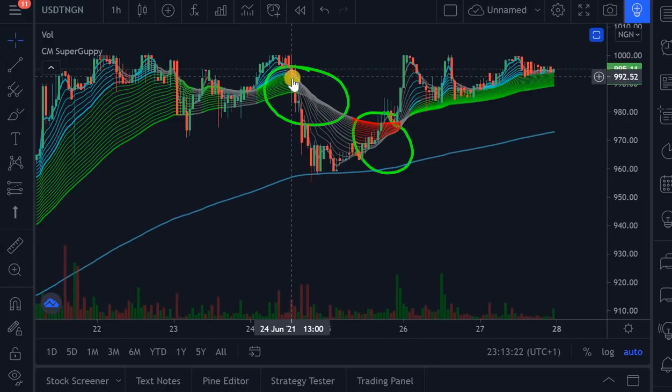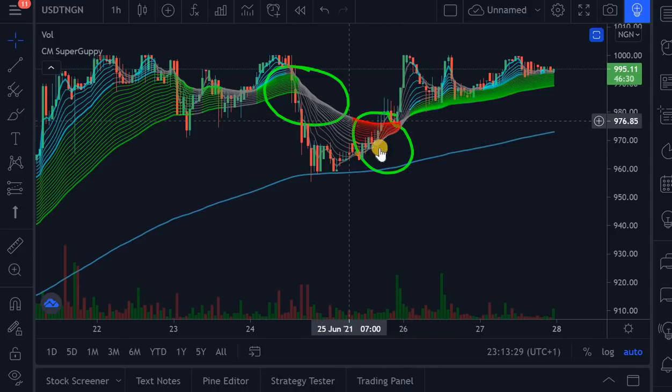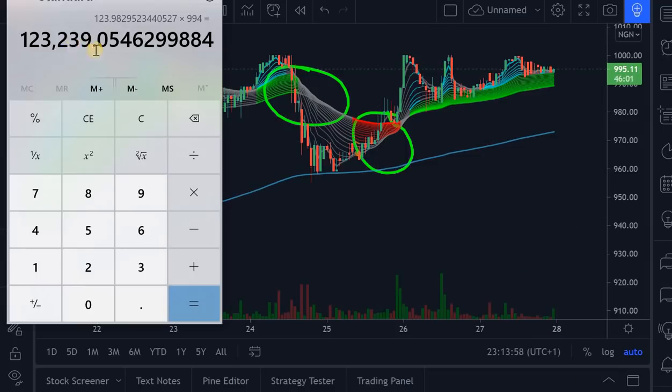If I had sold at this region right here, I would now get a chance to buy again at this red signal. Now if I buy at this red signal, my average price would be 970. Now let's bring out the calculator. That would be 123,239 naira divided by 970. Now this would give me 127 USDT. As you can see, we are making progress in our trade. Let's go back to the price chart.